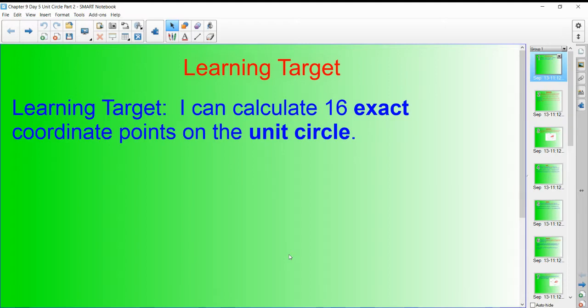Everyone, and welcome back to part two of our unit circle. Today we're going to fill in 16 more coordinates on the unit circle using patterns, what we know about sine and cosine, and whether the values are going to be positive or negative.